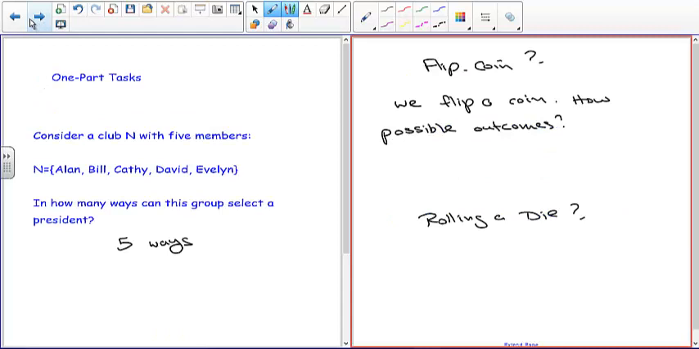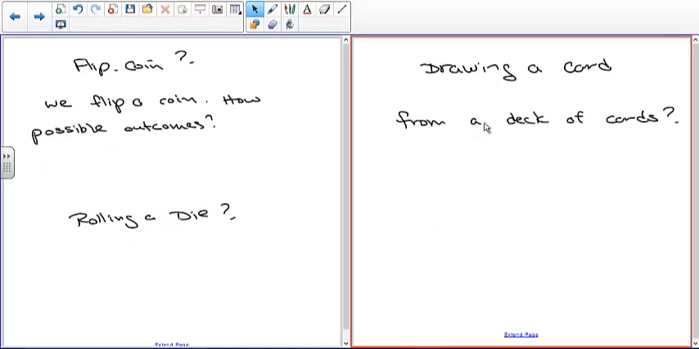So here's some other one-step processes. If I flip a coin, what are the number of outcomes that I can have for flipping a coin? Well, the answer is 2. It can be heads or tails. How about rolling a dice? Well, the dice is a cube and it has 6 sides, so there are 6 possibilities of rolling a dice. How about picking a card out of a deck of cards? Well, there are 52 cards in a deck, so there are 52 possibilities if all I'm doing is picking a card. So these are all one-step processes.